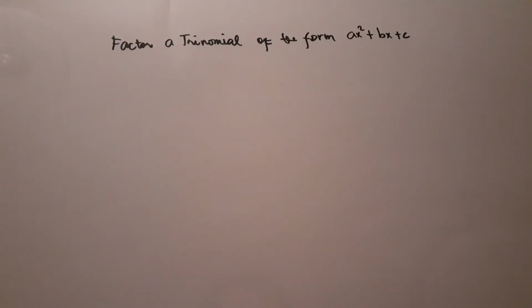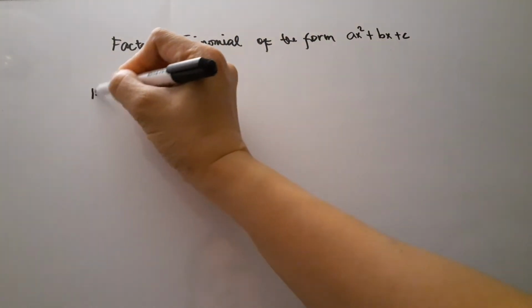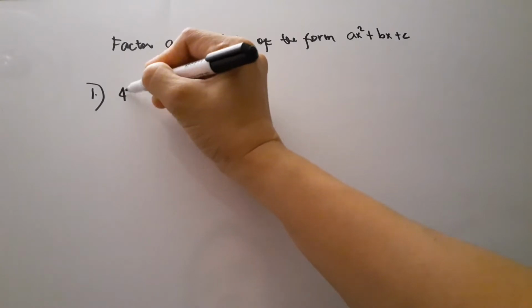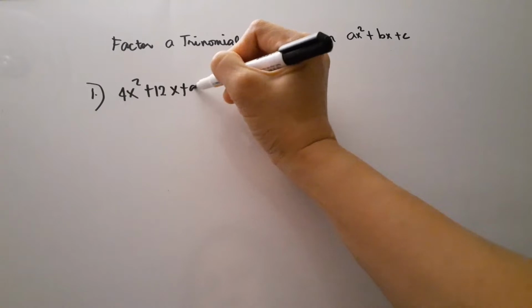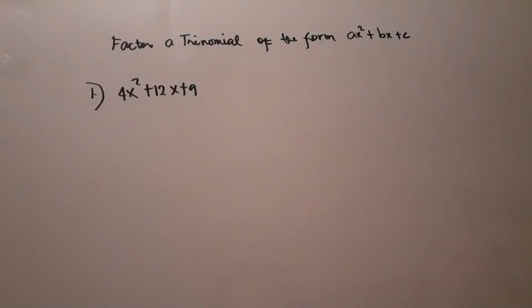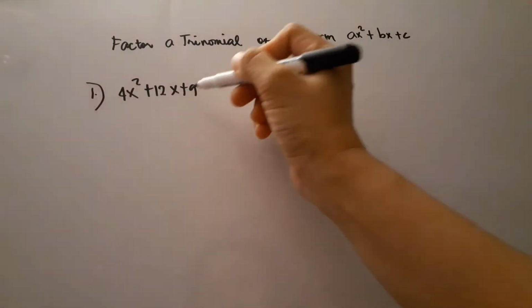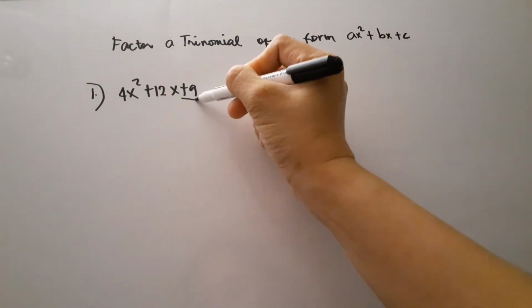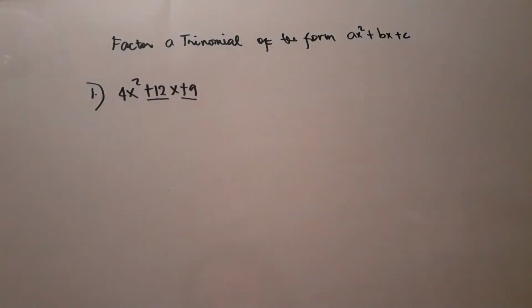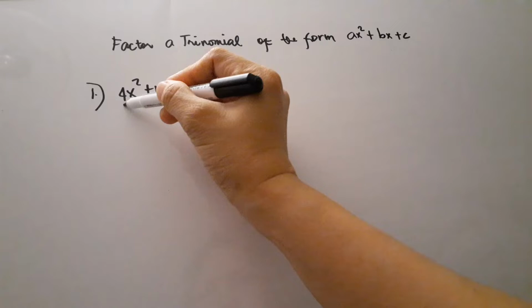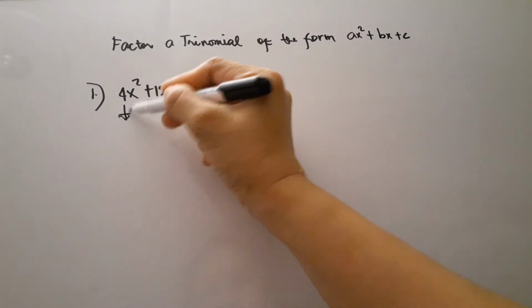To factor a trinomial of the form ax squared plus bx plus c, I can give you the ways in factoring trinomials, for example x squared plus 12x plus 9. Because the constant term of the trinomial is positive and the coefficient of x is positive, the constant terms of the binomials will both be positive. Remember that it is positive, so the result is positive, all is positive.